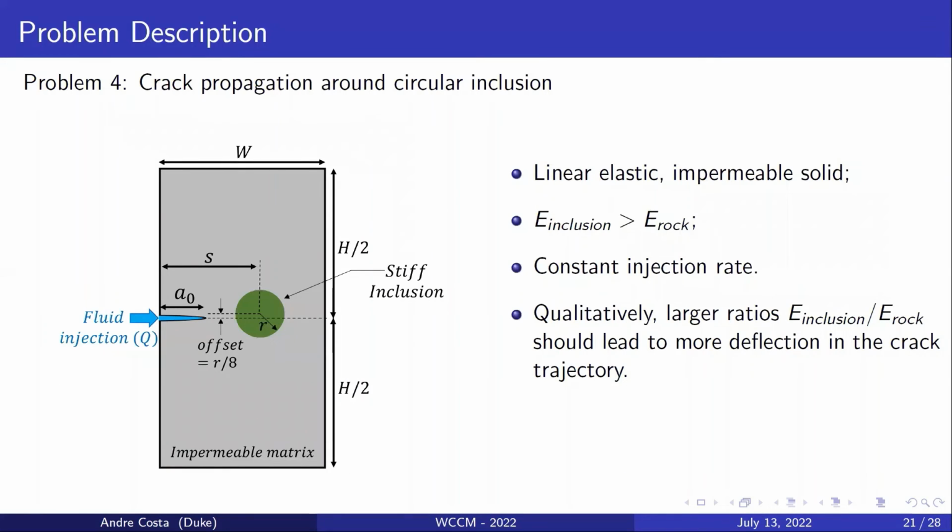Finally, we looked at a case where the crack trajectory is not straight. To do that, we consider this modification of the KGD problem where we add a circular inclusion in front of the initial crack. This inclusion has a larger Young's modulus than the surrounding rock. Qualitatively, we expect that larger ratios between the inclusion's and the matrix's Young's modulus will lead to more deflection in the crack trajectory. For a very stiff inclusion, it is likely that the crack will go around it almost in a circular motion.